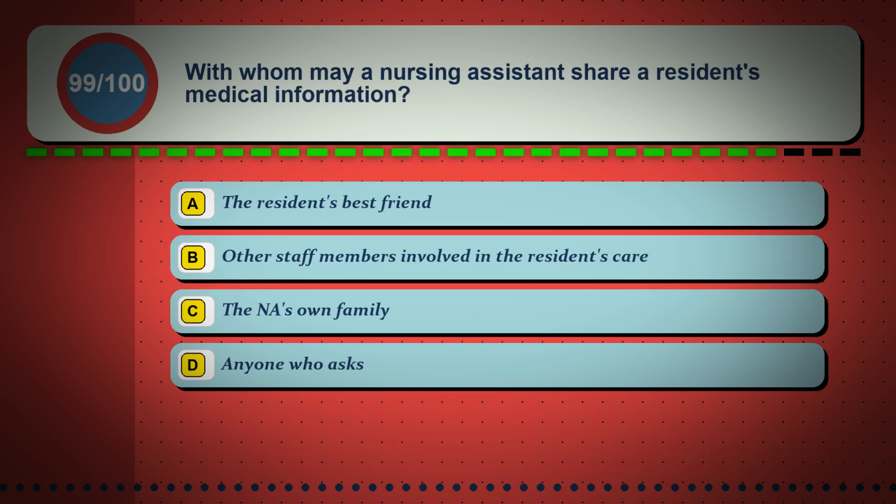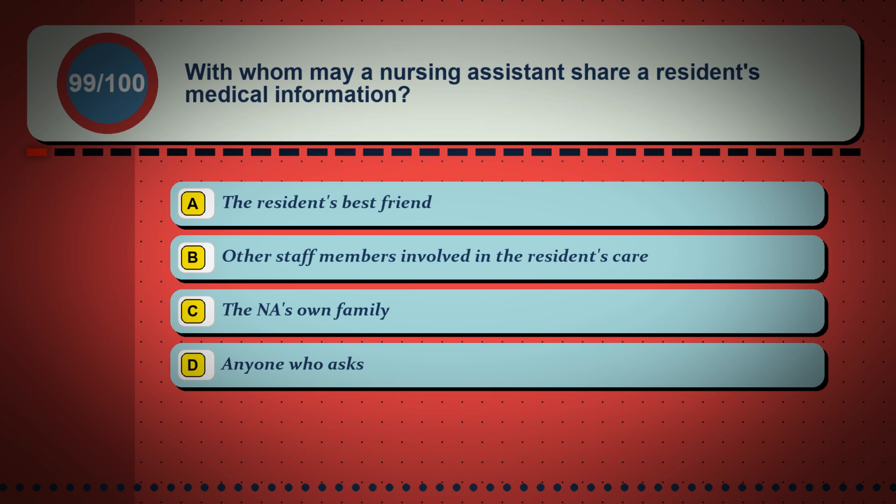Question 99. With whom may a nursing assistant share a resident's medical information? Option A. The resident's best friend. Option B. Other staff members involved in the resident's care. Option C. The NA's own family. Option D. Anyone who asks.